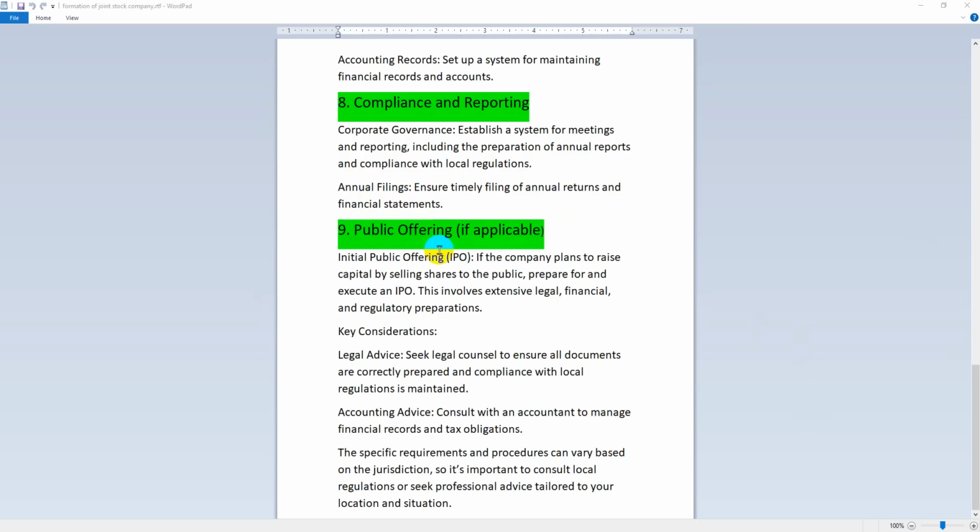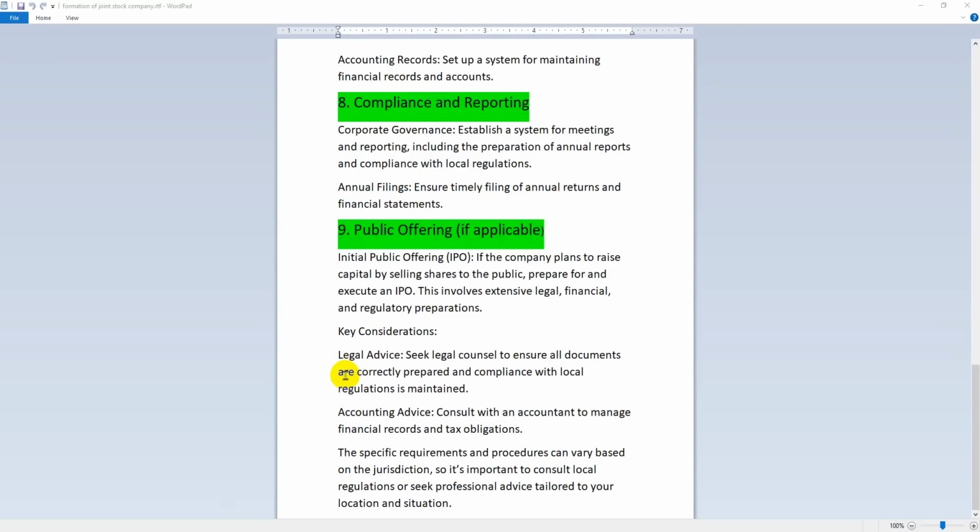Number nine is public offering, if applicable. Initial public offering: if the company plans to raise capital by selling shares to the public, prepare for and execute an IPO. This involves extensive legal, financial, and regulatory preparations.